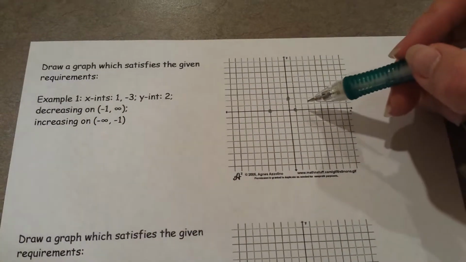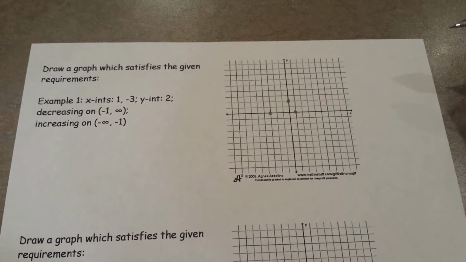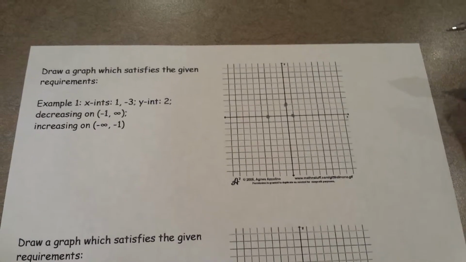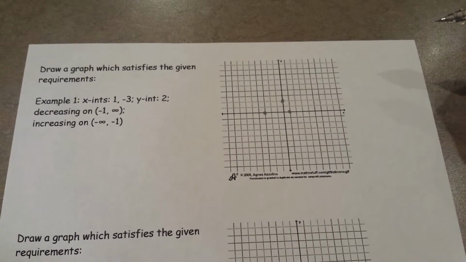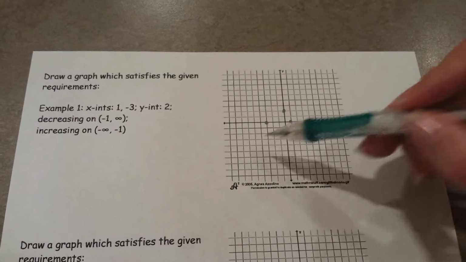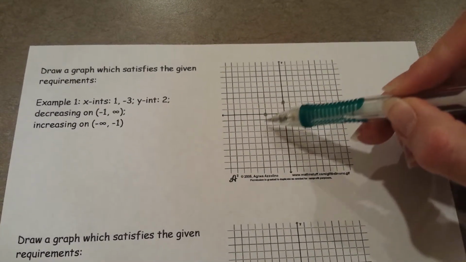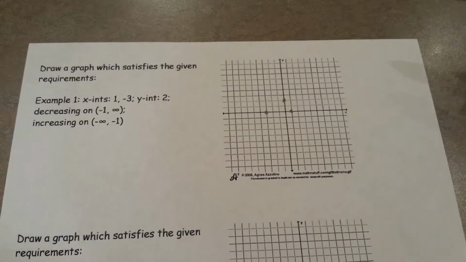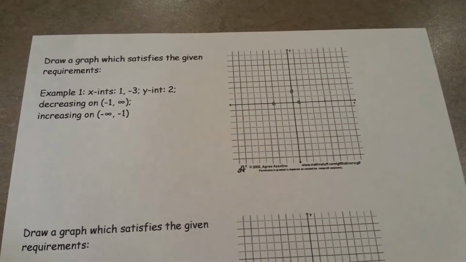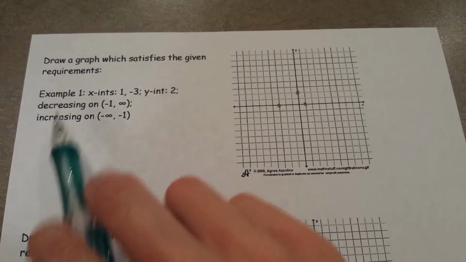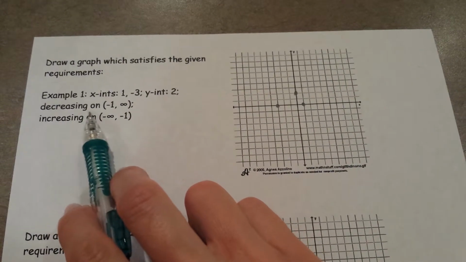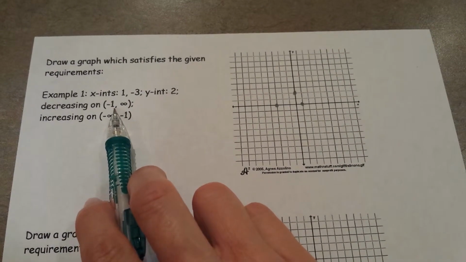All right, knowing that it has to cross those 3 points, I want you to visualize what's probably going to be happening with those 3 points. If the graph has to go through these 3 points, it's probably going to look like an N maybe, or an upside down U, but let's just verify by looking at the rest of our information that it gives us. It tells me that it's decreasing from -1 to infinity.